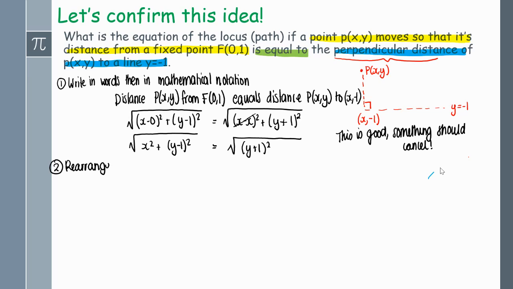Now your job, as usual, is to rearrange to make this look like it's in the form of a parabola equation. That's normally y equals something with an x squared, or x equals something with a y squared. So first square both sides.